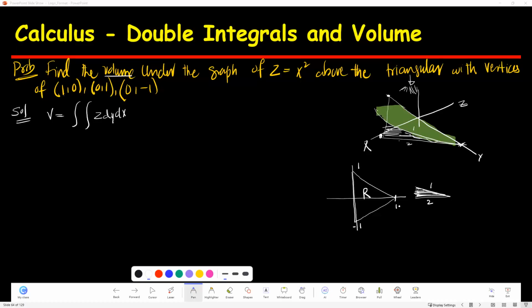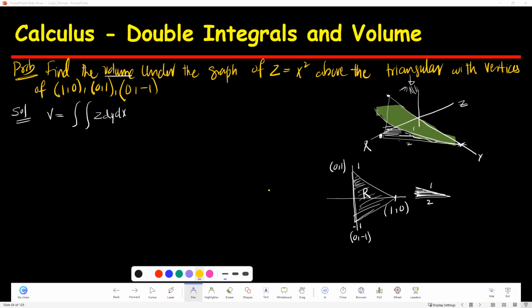So the coordinate of this you can call (0, 1). This coordinate you can call (0, -1). Sorry, this one is going to be (1, 0), and this one is going to be (0, 1). This is going to be (1, 0). Let me just fix it. This is the region, and I'm going to be talking about this region.